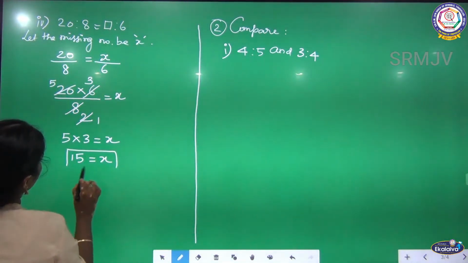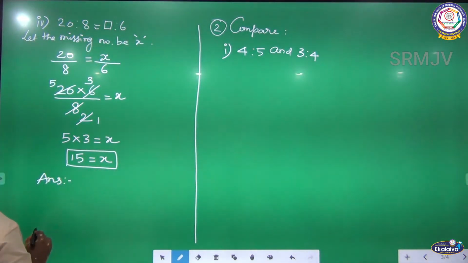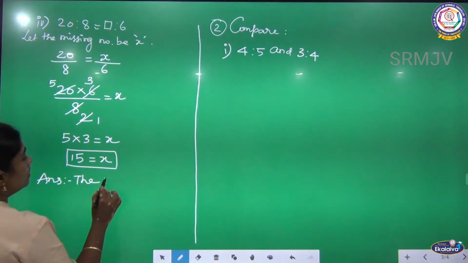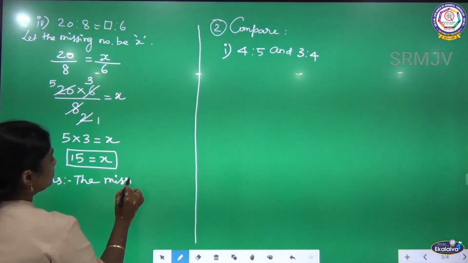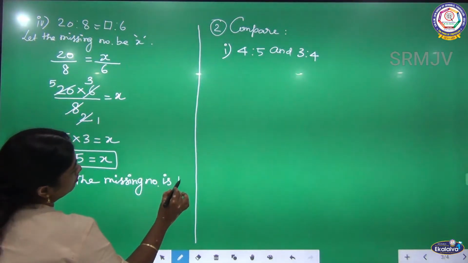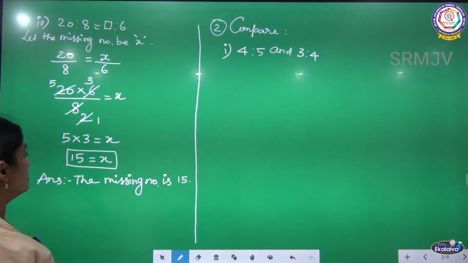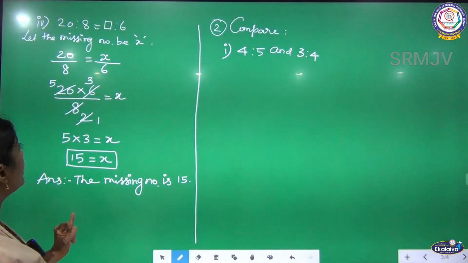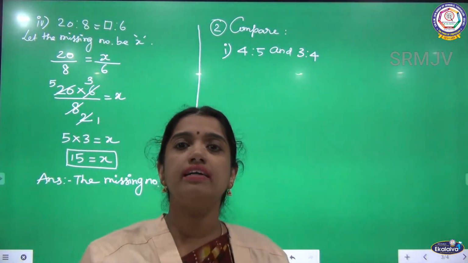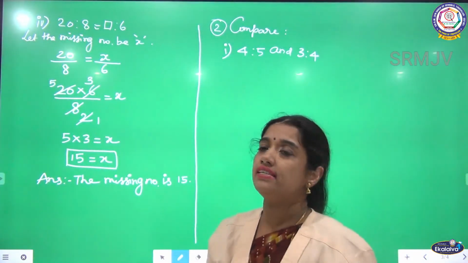What is the x value? 15. Now write the answer. Listen, the missing number. What is it? The missing number is 15. Can you clear this, children? See, we are going to find out the first term, second term, third term as well as the fourth term missing numbers. Can you clear this, children?